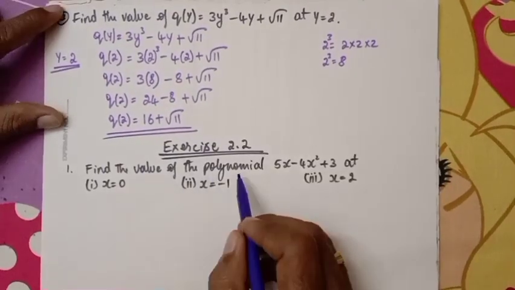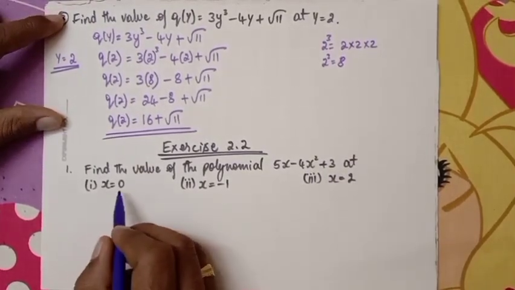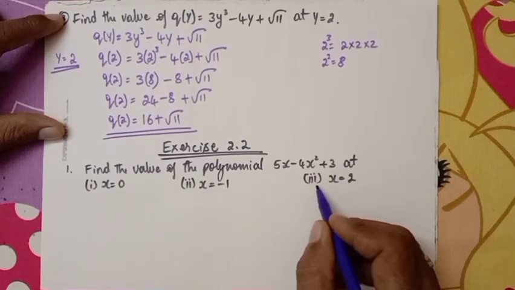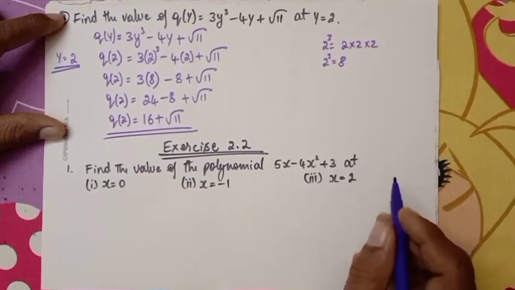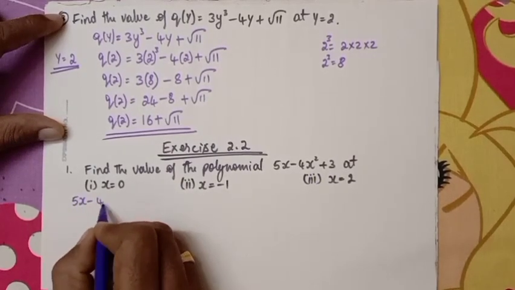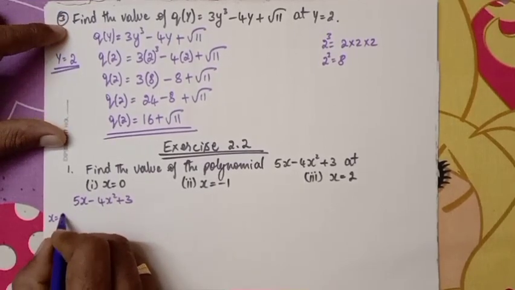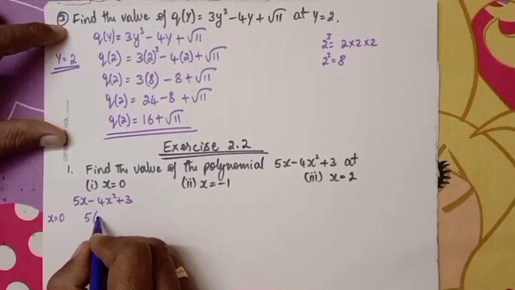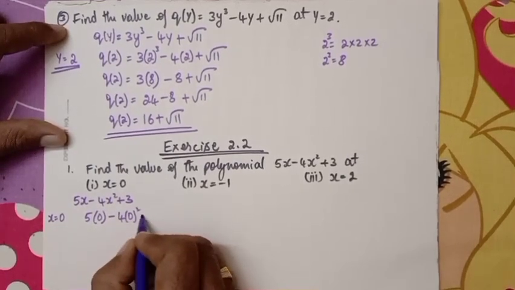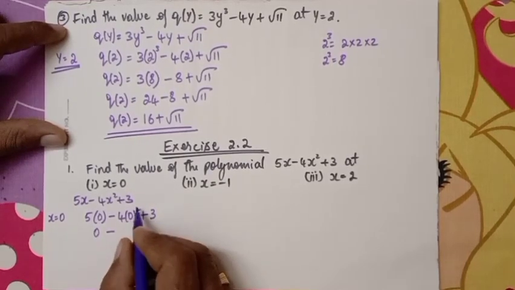Find the value of the polynomial 5x minus 4x square plus 3 at x is equal to 0. The second case is x is equal to minus 1, and the third case is x is equal to 2. So let me begin with 5x minus 4x square plus 3. So as x is equal to 0, what happens here is 5 into 0 minus 4 into 0 whole square plus 3. So 5 into anything is 0, minus 0 square is 0.